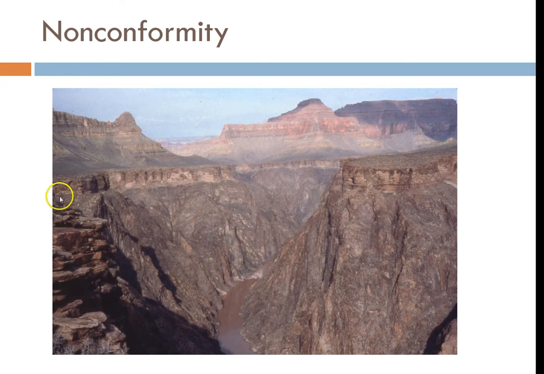All right, so that nonconformity is right where these dark basement rocks touch these lighter layered rocks. So again, you're looking for rocks that are massive without layers with layered rocks on top of them. It's one of the easier ways to recognize those nonconformities.